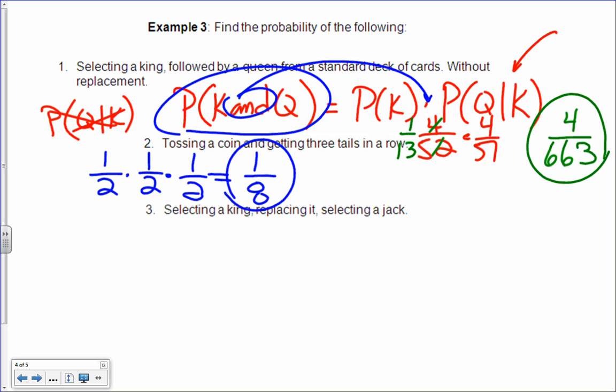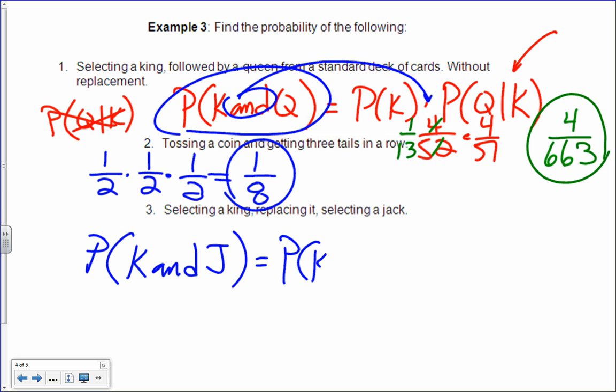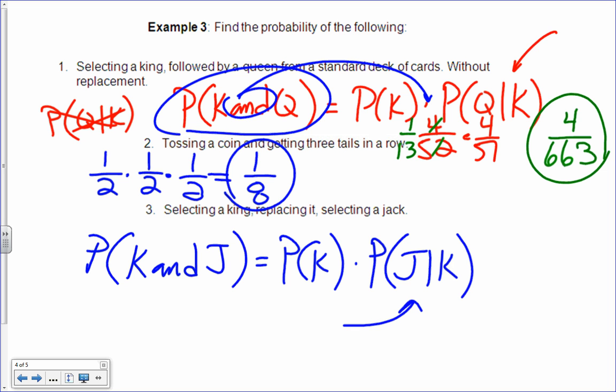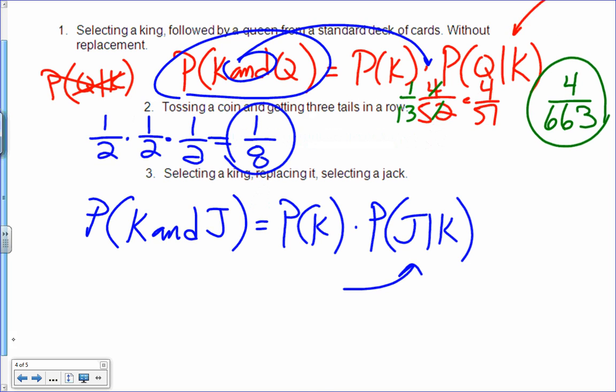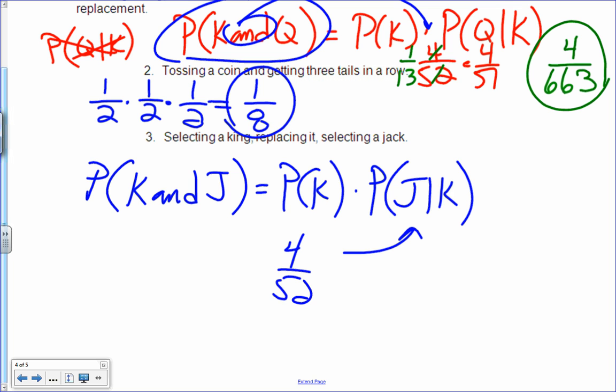How about selecting a king, replacing it, and selecting a jack? So it's basically the probability of that, correct? So it really is still that, but we have to really watch out on that one. How about the probability of a king? That really hasn't changed much, right? That's 4 out of 52. How about the probability of getting the jack knowing the king has already happened?